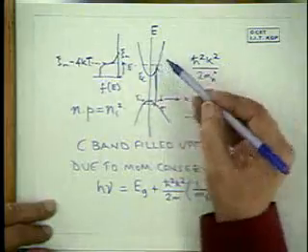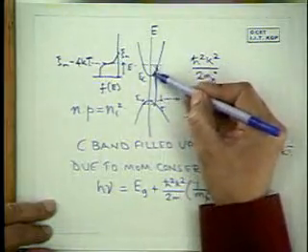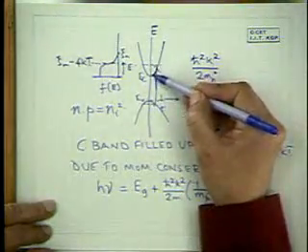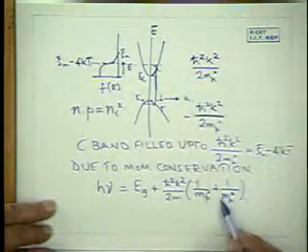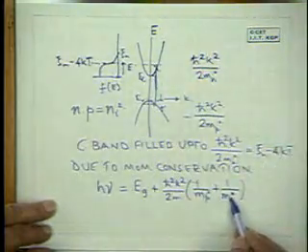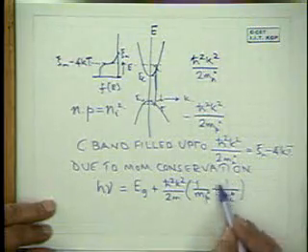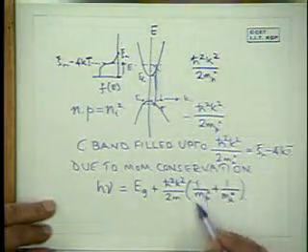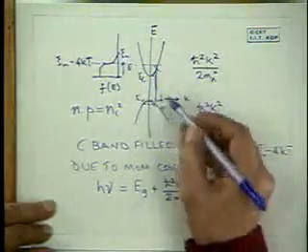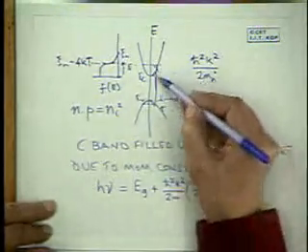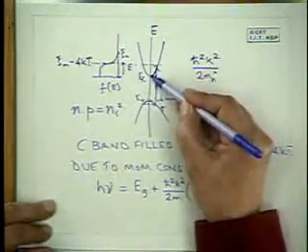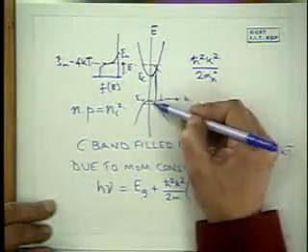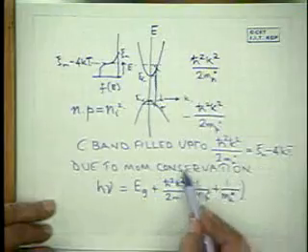And as drawn, we find the conduction band contribution is much larger because the effective mass, mn star, is much smaller. If this is much smaller, this term is much larger than this term. So the effective measured band gap is no longer the difference between EC and EV, but it's increased by this factor.